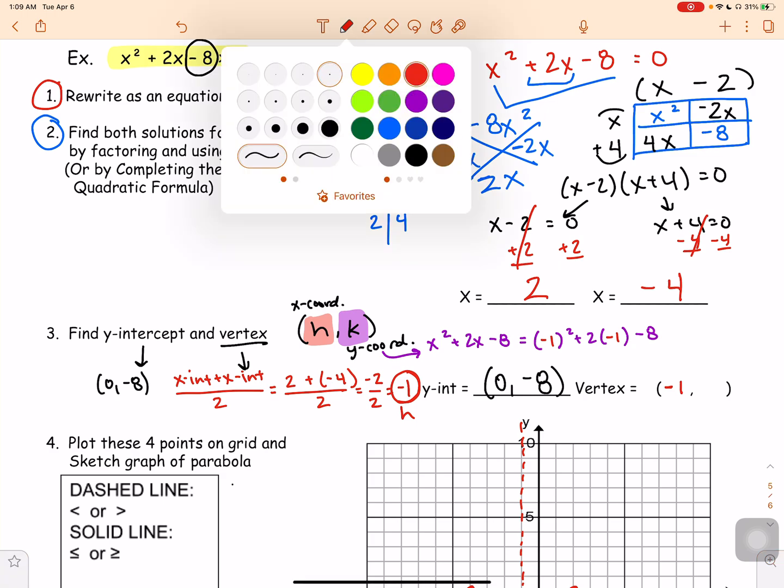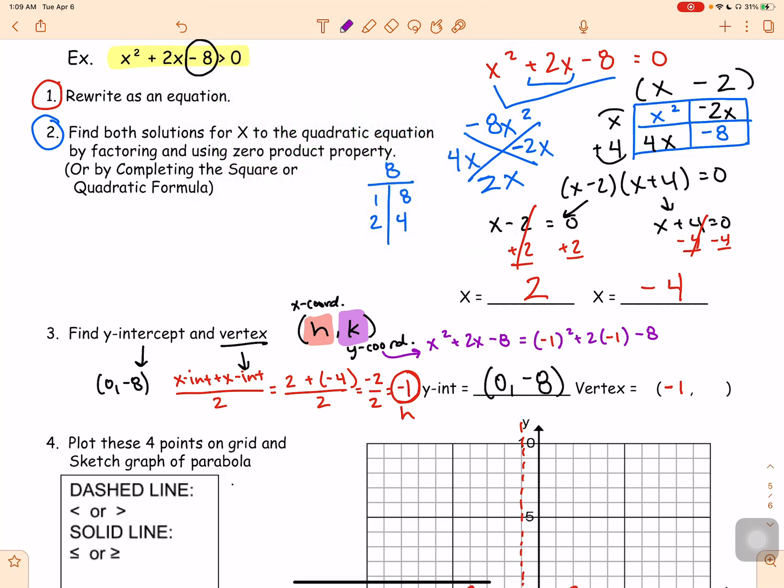Okay, so now if we start to simplify this, -1 squared is 1, 2 times -1 is -2 minus 8. 1 minus 2 is -1 minus 8 is -9. That one is really pretty. -9, that is our k.